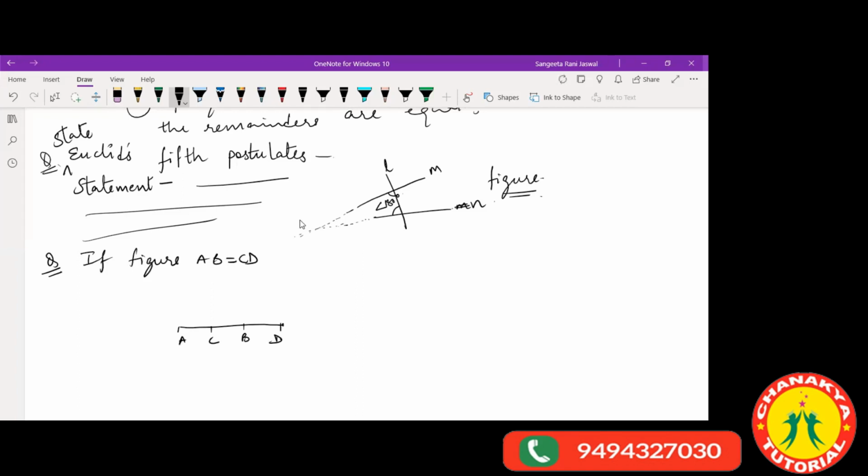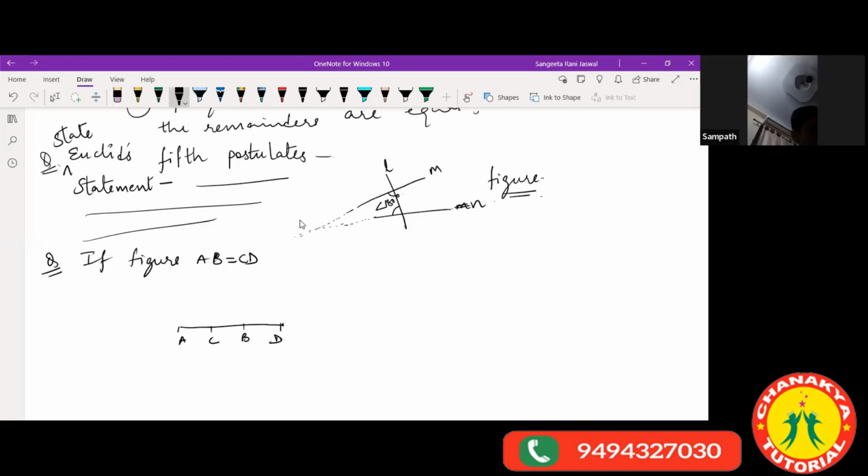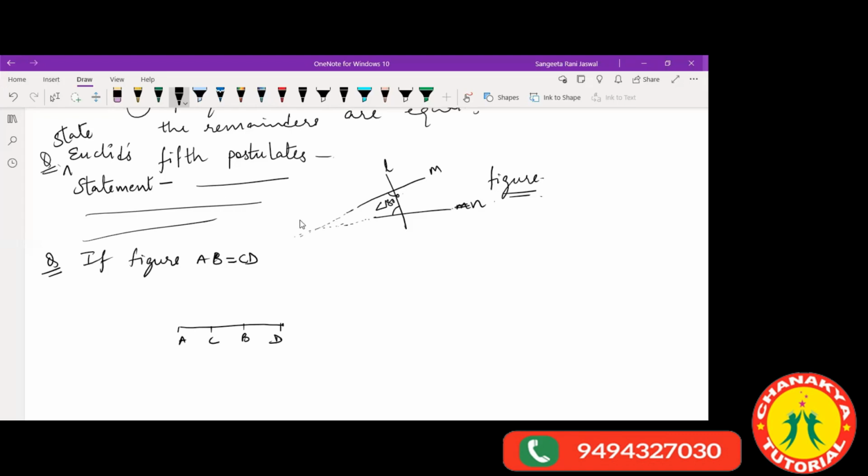Those who have Euclid's geometry in their books, please do the exercise sums today. Okay. Will you do that? Whatever book you have, whether it's NCERT or any other book, please do the sums of that. Yes, children, will you do that? Okay, ma'am. Yes, ma'am. So whatever book you have with you, please do the examples and the exercise questions of the book. Okay.